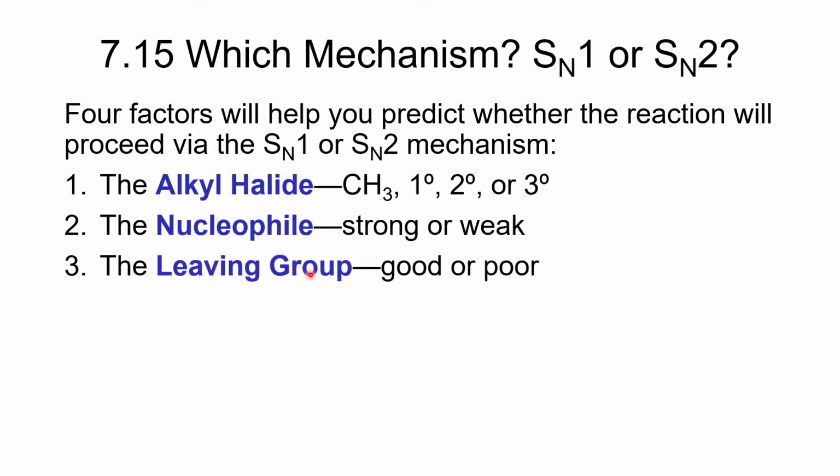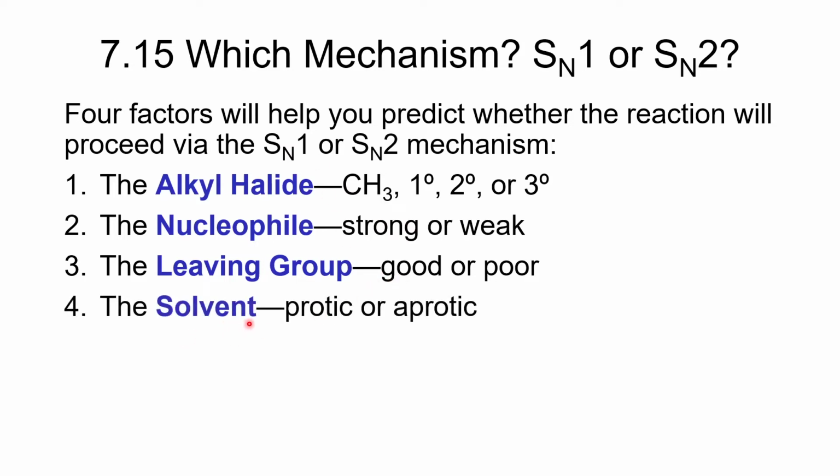The quality of the leaving group, is it a good leaving group or a poor leaving group? Now, I'll warn you that the leaving group doesn't really predict whether it's going to be SN1 or SN2. What the leaving group will do is predict whether the reaction will go faster either way. It doesn't help us choose whether it's SN1 or SN2. And then the solvent. We know, and I've mentioned this before, that polar protic solvents tend to favor SN1 and polar aprotic solvents tend to favor SN2. So let's go through these in more detail.